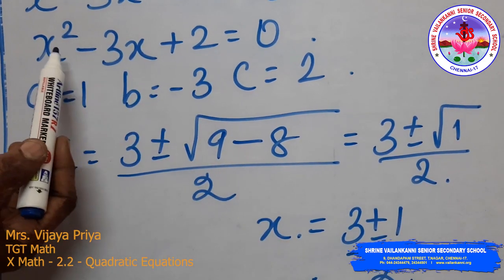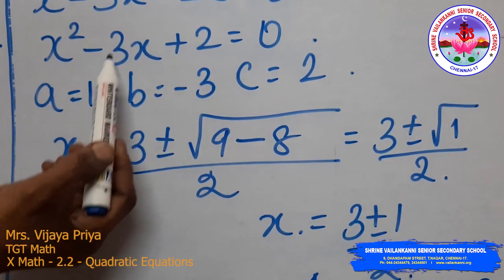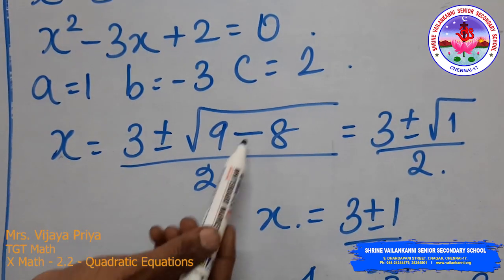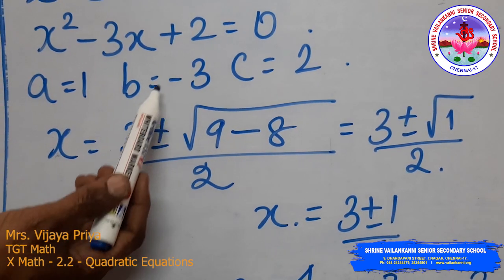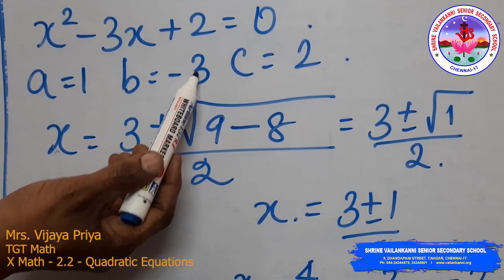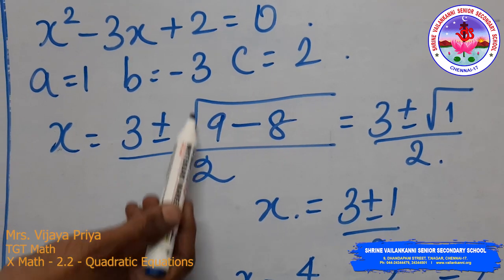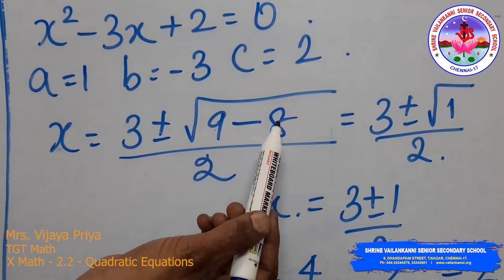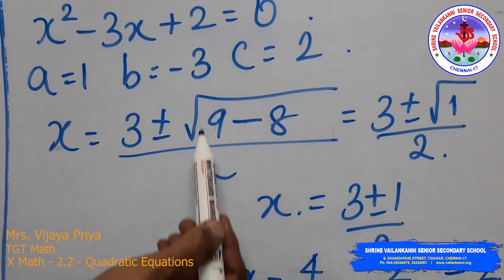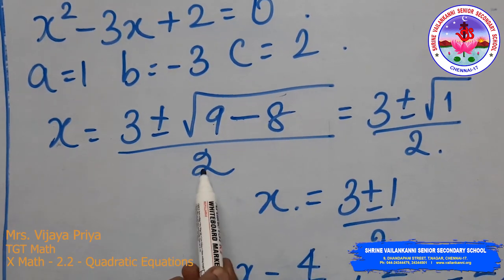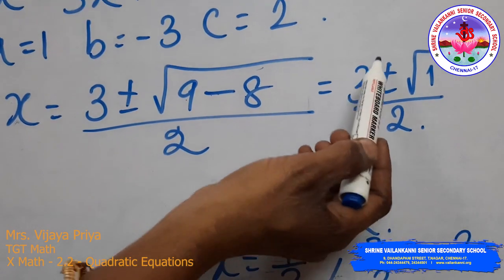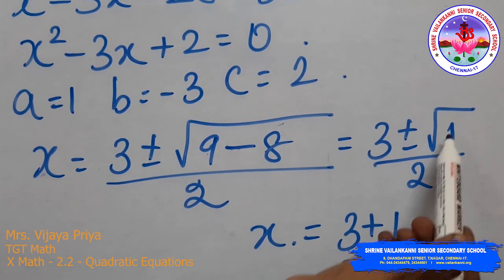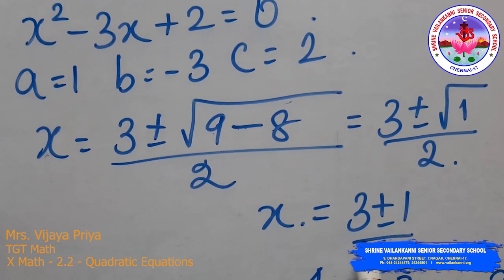From this equation, I am taking the a, b, c values. A is equal to 1, b is equal to minus 3, c is equal to 2. So going to use the quadratic formula now. So x is equal to minus b here. So b is already minus 3, it becomes plus 3. Plus or minus square root of b squared minus 4 into 2 into 1. So it becomes 8. So 9 minus 8 is square root of 1, divided by 2a. So we will get 3 plus or minus square root of 1 divided by 2. So since square root of 1 is 1, we got 3 plus or minus 1 by 2.